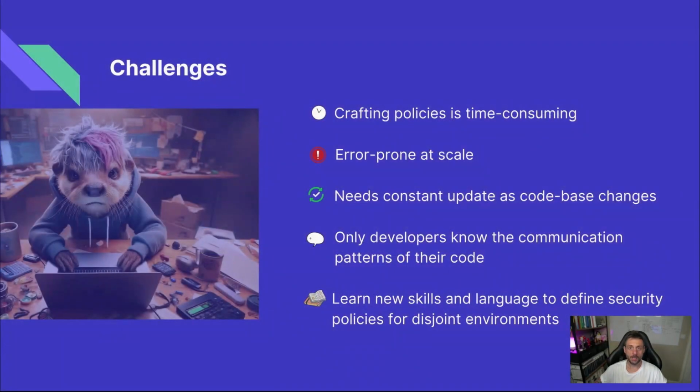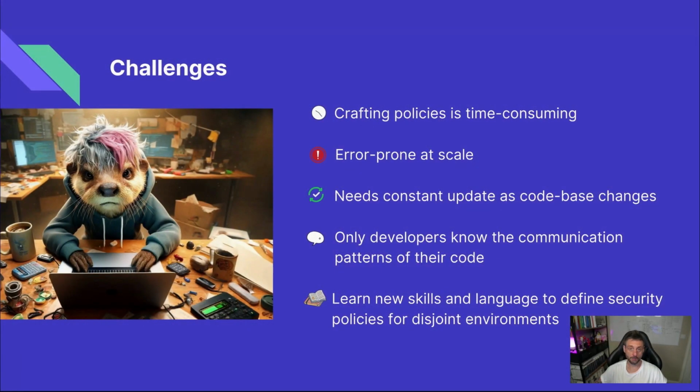So now let's sum up the challenges that come with this configuration workflow. First, you can easily picture Otis spending hours meticulously crafting network policies, only to find out that it made a tiny typo that leaves a critical resource wide open. And this isn't a one-time thing. It's error-prone at scale, requiring constant updates as the code base changes. Plus, only developers truly understand the actual communication patterns of their code.